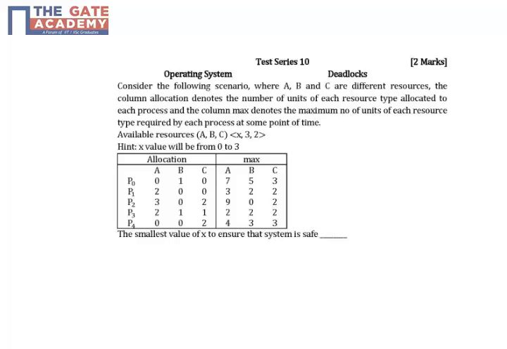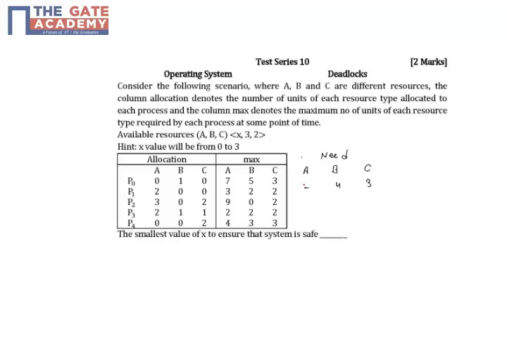So the process scenario they have given is for P0 to P4, 5 processes, with allocation and maximum given. From these two, allocation and maximum, we can compute the need of each and every process, that is maximum minus allocation. So the need of each process will be equal to 7 minus 0, that is 7, 5 minus 1 is 4, and 3 minus 0 is 3.